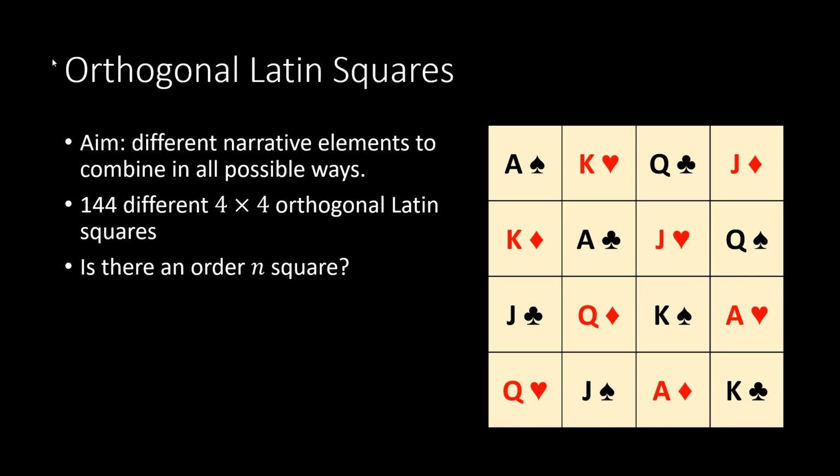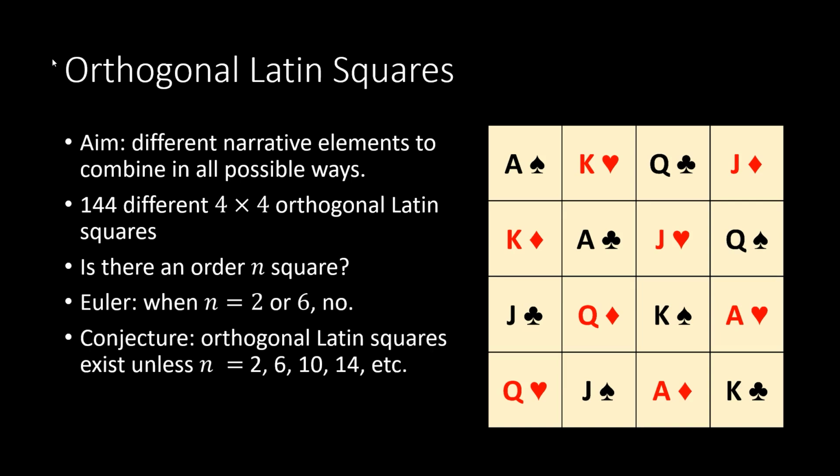Now, Euler, the mathematician, was investigating Latin squares, these orthogonal Latin squares, sometimes they're called Greco-Latin squares or bi-Latin squares, a long time ago, and he knew about the 4x4 ones. He was trying to work out what other sizes there could be. Is there always one of these of order n? So, is there a 5x5 one? Is there a 6x6 one? Euler showed that actually when n is 2 and when n is 6, there are no orthogonal Latin squares. You cannot do this thing.